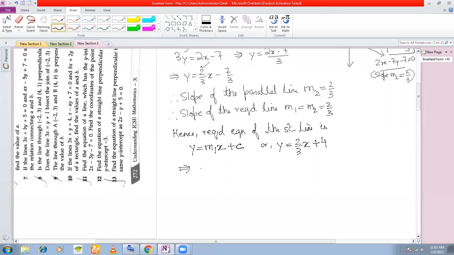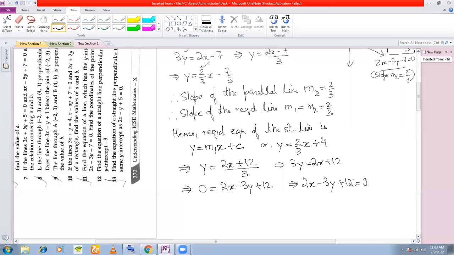Now you can express this in the general form by taking the LCM. We have 2x plus 12 by 3. Cross multiply, you get 3y is equal to 2x plus 12. That means you get 0 is equal to 2x minus 3y plus 12. It means 2x minus 3y plus 12 is equal to 0. This is the equation of the required line, that is the dotted line in the figure. Okay. Moving on to the next question.